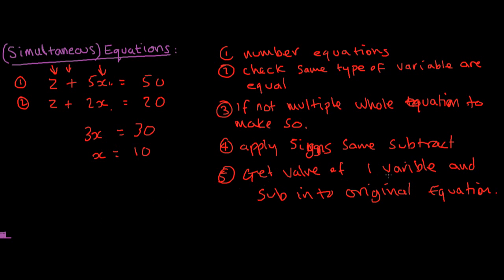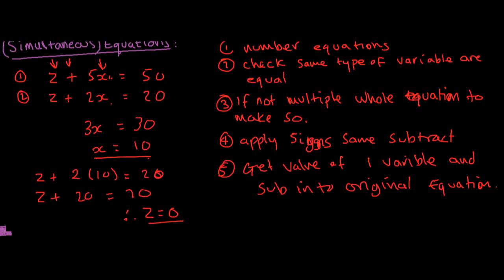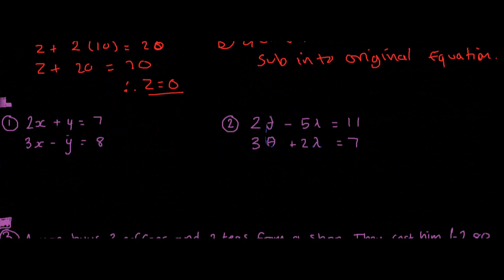Then get one value of variable and sub into another equation. We've got one variable and we sub this into here. So we've got z plus 2 times 10 equals 20. So z plus 20 equals 20. Therefore, z equals 0. So we've got z equals 0 and x equals 10. Now then, let's do some of these.